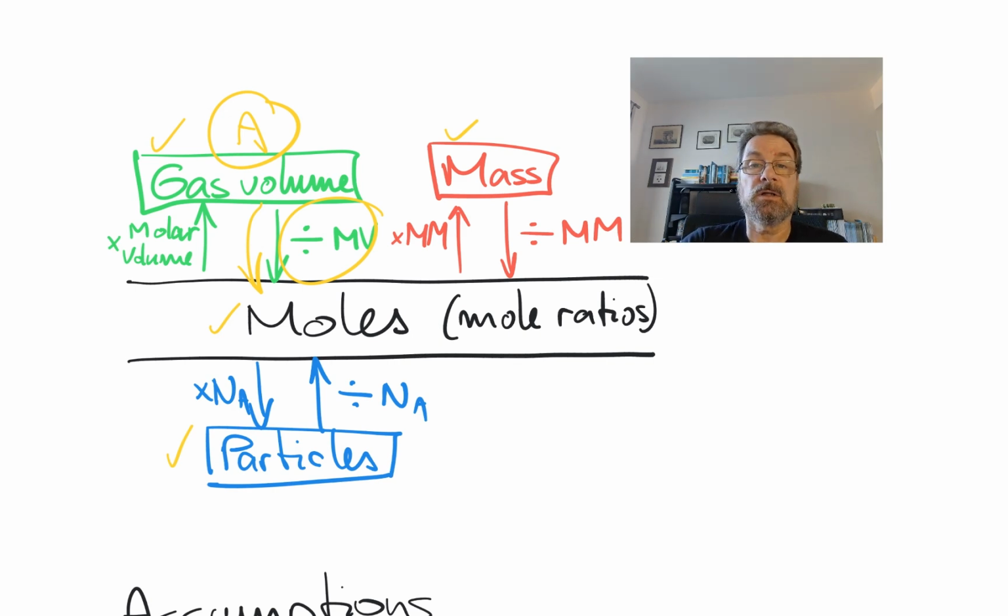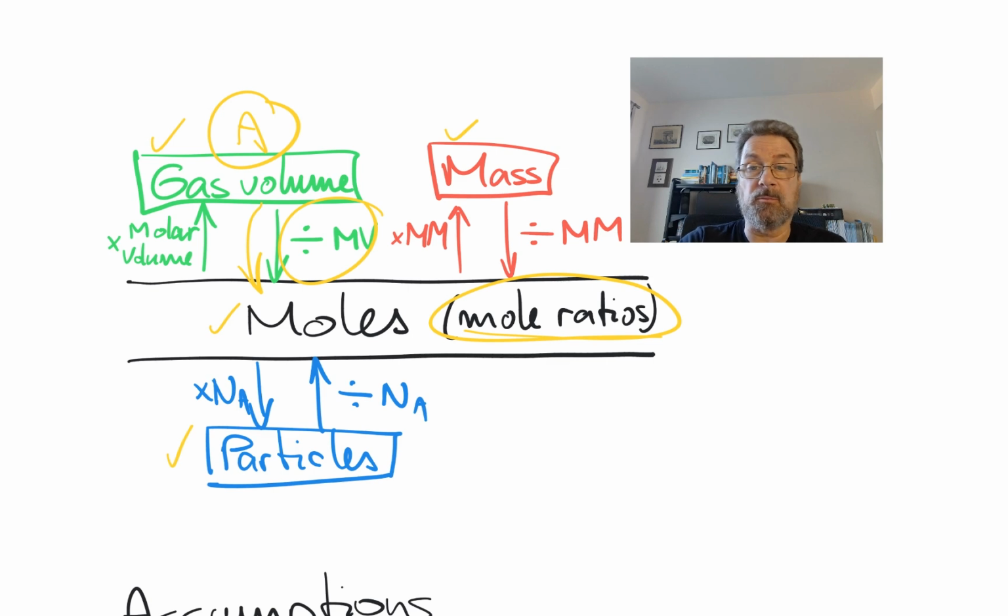Once you're on the mole road, you can use the mole ratios gotten from a chemical equation to get from moles of A to moles of B. Once you have the moles of B, whether that's another reactant or one of your products, you can then convert those moles to any of the three that we started off with.